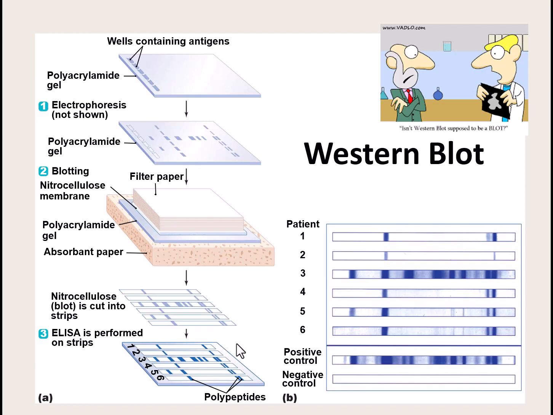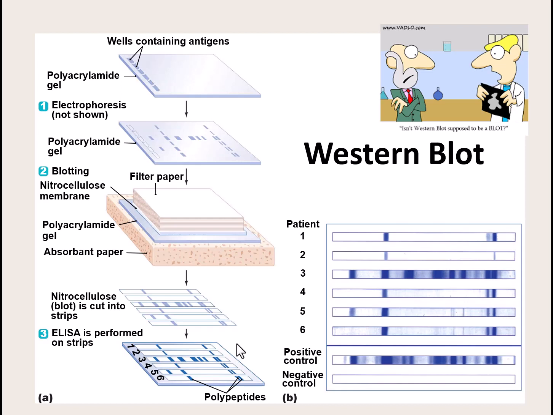But the biggest difference is that we use a Western blot when we're looking not just for one specific antigen. We're looking for multiple antigens, and we want to sort out the antigens by size. So we can detect antibodies against multiple different antigens. Again, we're just going to separate them out by size.